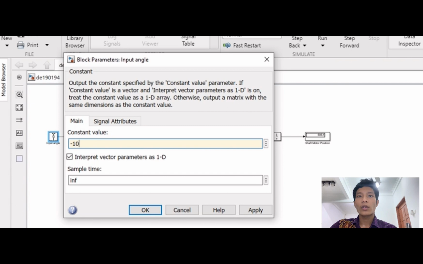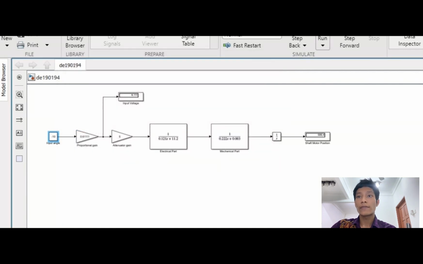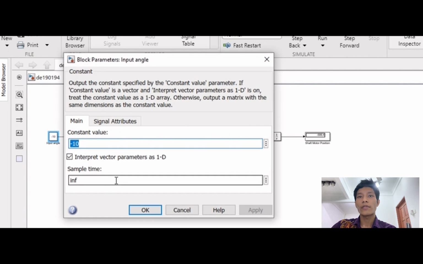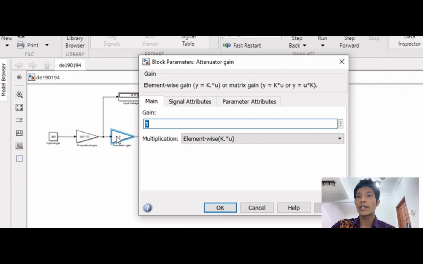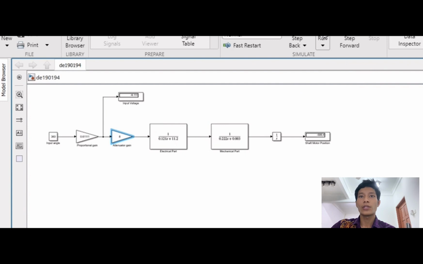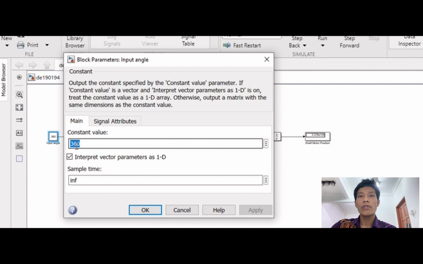586.4. And then for the anti-clockwise, the input angle is -10 and actuator gain is 5. The input voltage is -6.1111 and shaft motor position is -586.4. And then we do the clockwise for input angle 360 and the actuator gain is 8. The input voltage is 220 and shaft motor position is 3.378 times 10 power of 4.